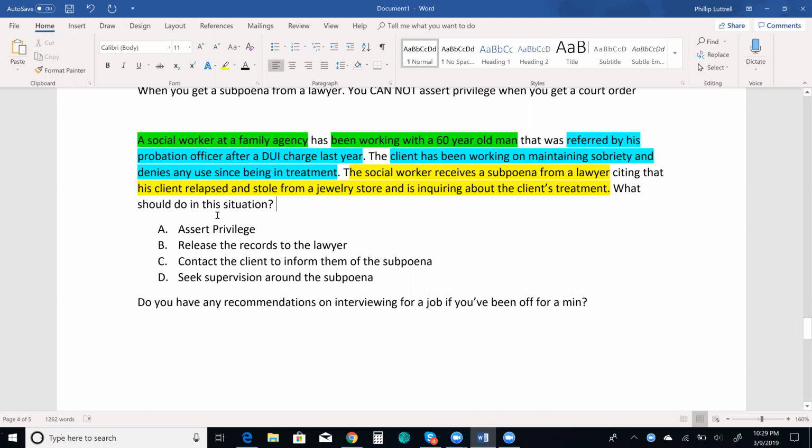So, it's privileged. We wouldn't release the records to the lawyer because, one, there's no signed release. Two, if the client says that we can, we need to have it in writing. Always have it written, because if it wasn't written down, there's no way you can possibly prove that it happened. So bad move. And we would not contact the client first in this situation. There are bigger fish to fry. So then, do we assert privilege or do we seek supervision around the subpoena?